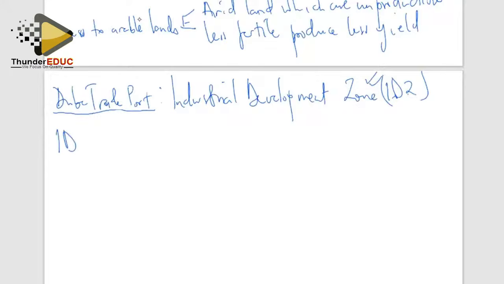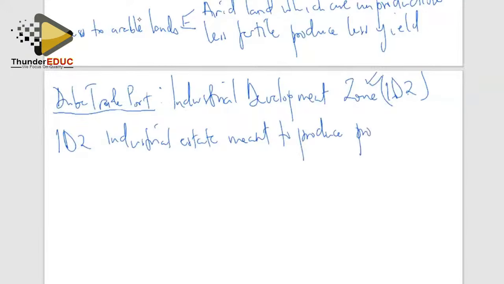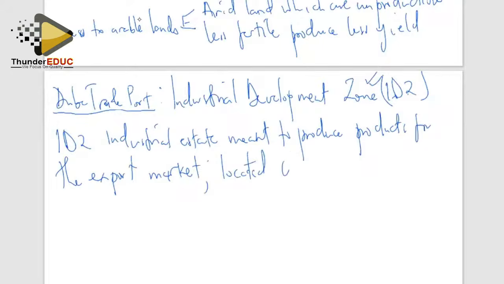So when we're talking of the IDZ, we are saying this is an industrial estate meant to produce products for the export market. So for that reason, the industrial estate is located close to a harbor and/or an international airport.